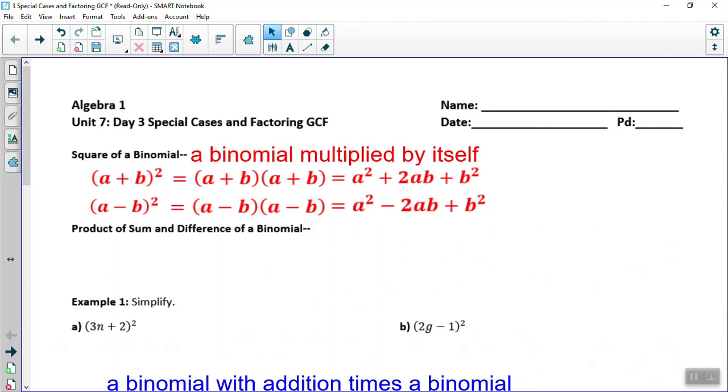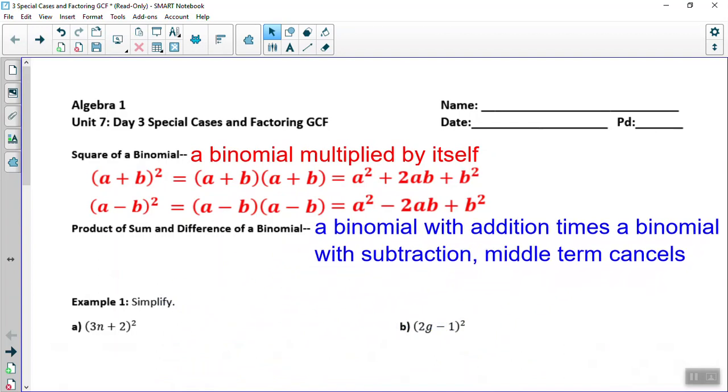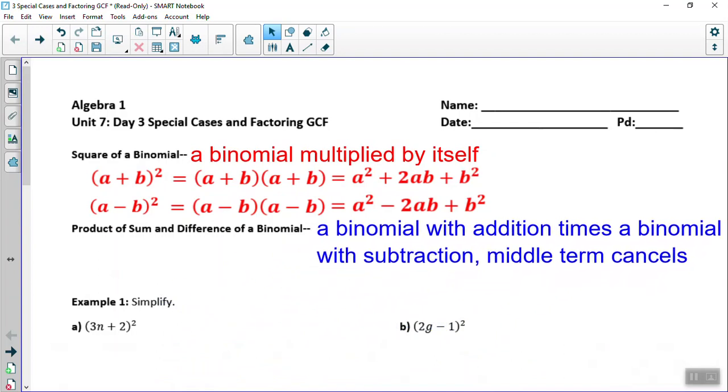That's it. All right, now the product of a sum and difference of a binomial. So what does this mean? It's a binomial with addition times a binomial with subtraction. In this case, our middle term will always cancel. An example of that looks like this: I've got (a + b) times (a - b).